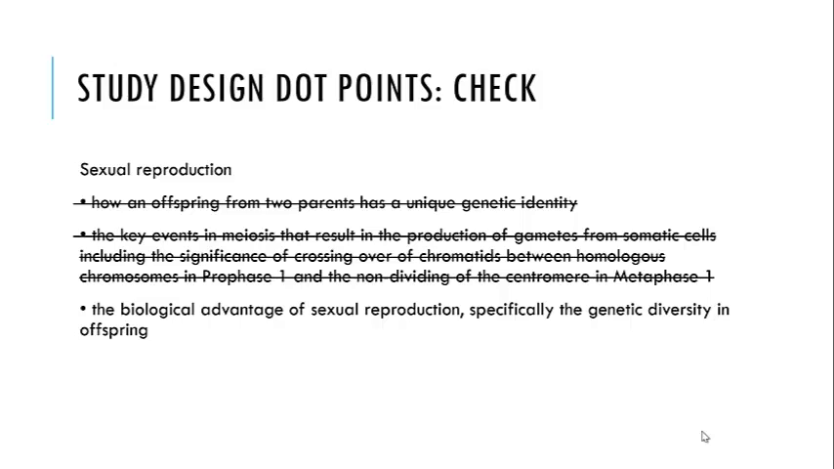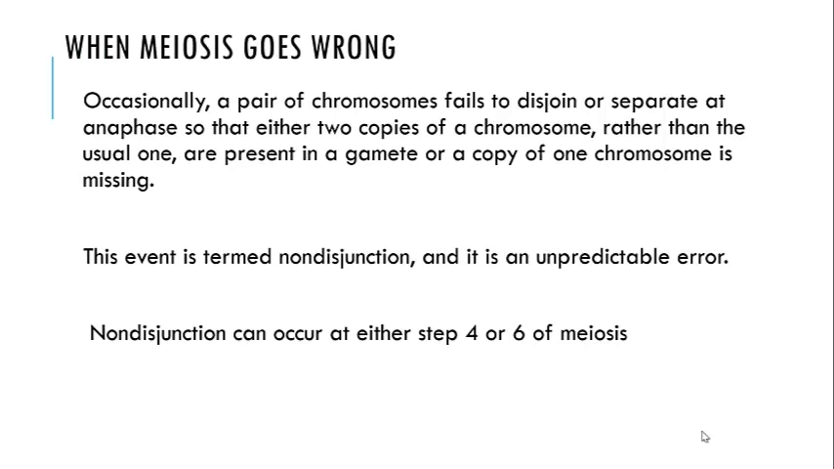So the last point of sexual reproduction that we're going to be looking at in this area of study 1 is the biological advantage of sexual reproduction, specifically the genetic diversity in offspring. So when we talk about meiosis, and we had that version of crossing over, we also talked about the importance of the centromeres still being joined at metaphase 1.